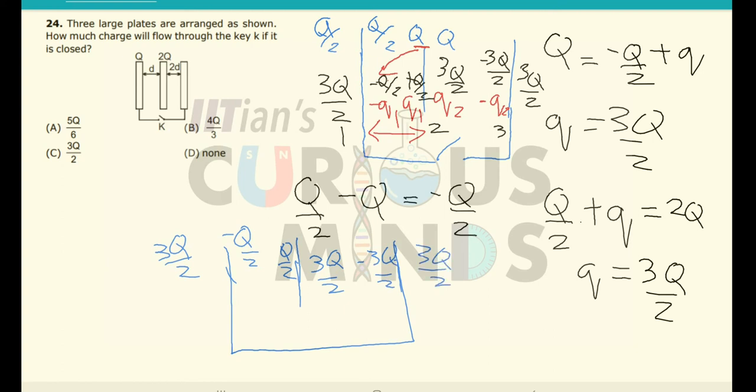As soon as I close this switch, let the charges developed be Q1 dash, Q2 dash, and Q3 dash. Now first of all, consider that the center plate has not been attached. The center plate is totally isolated, so the total charge on the center plate will remain the same.